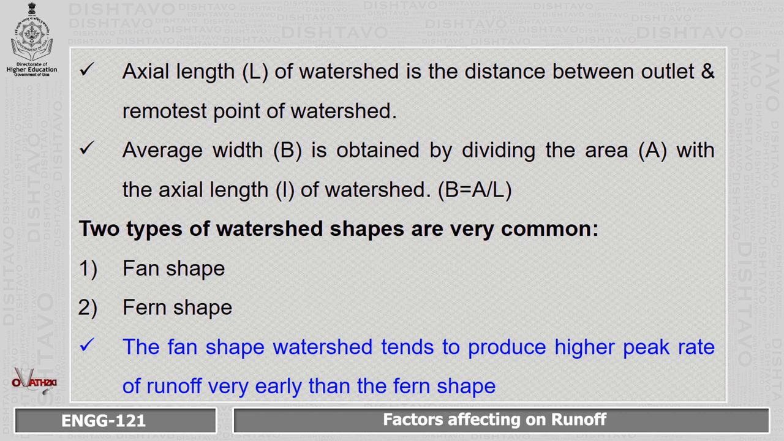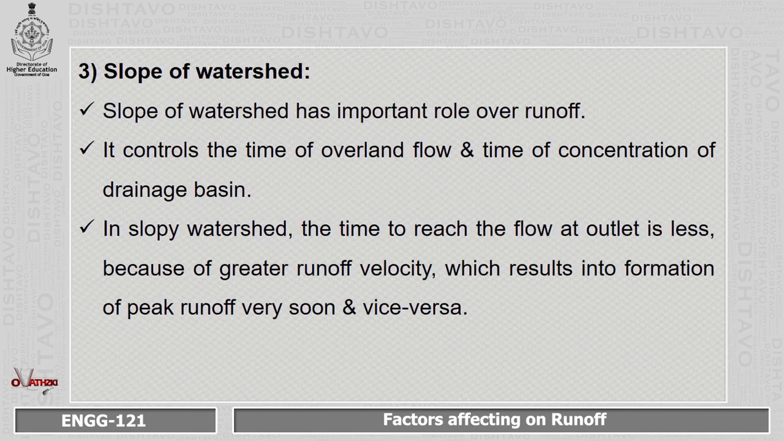There are two types of watershed, as we discussed, fan shape and fern shape. So it is most important that the fan shape watershed tends to produce a higher peak rate of runoff very early than fern shape. Next is the slope of watershed.